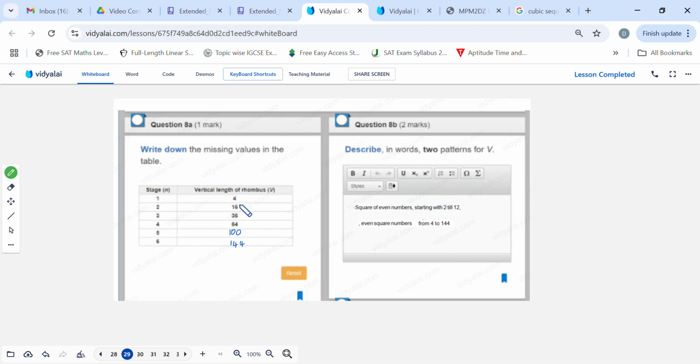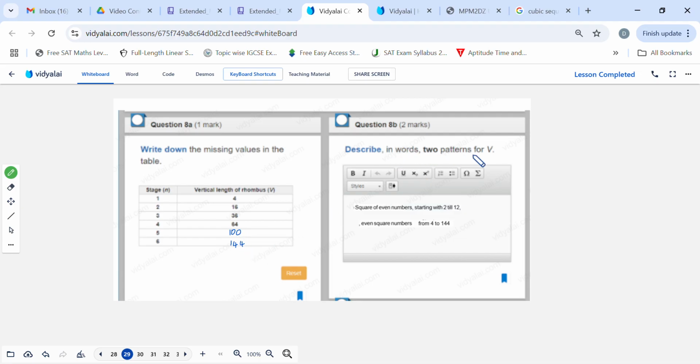This is 2 square, this is 4 square is 16. Then next even number is 6, 6 square is 36. Next even number is 8, 8 square is 64. So the next even number is 10 and 10 square is 100. And next even number is 12 and 12 square is 144. So we can fill the missing values as 100 and 144.